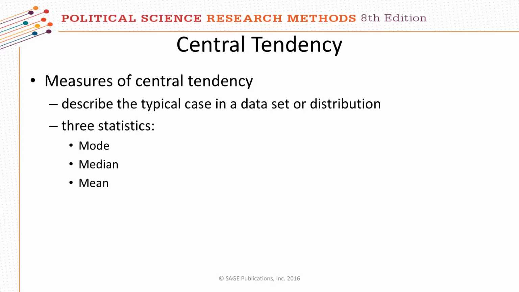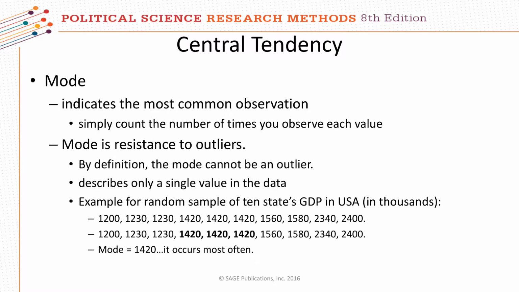What is the mode? Well, the mode indicates the most common observation. You have a range of data, right? For some variable, you have a series of observations, and you want to know what the most common observation is. There's some resistance to outliers here. By definition, the mode cannot be an outlier, so this means that you're not going to get some wildly unrepresentative datum as your mode. And so an example could be like this.